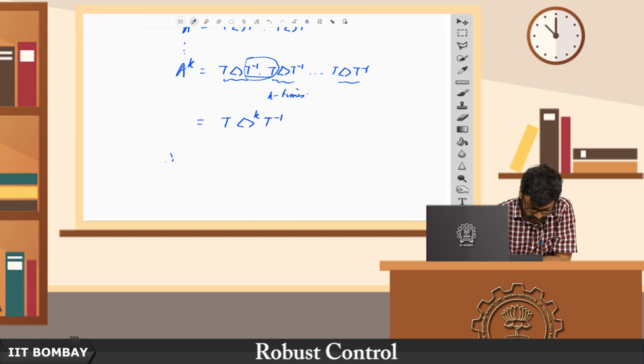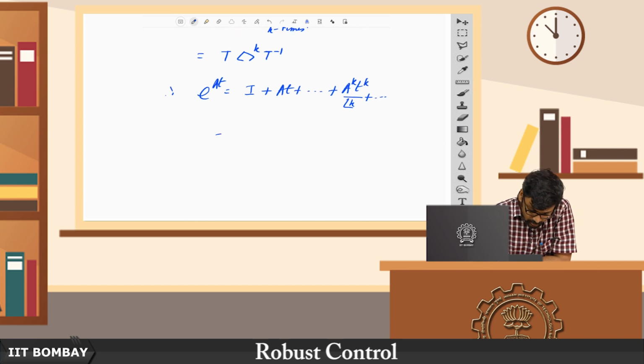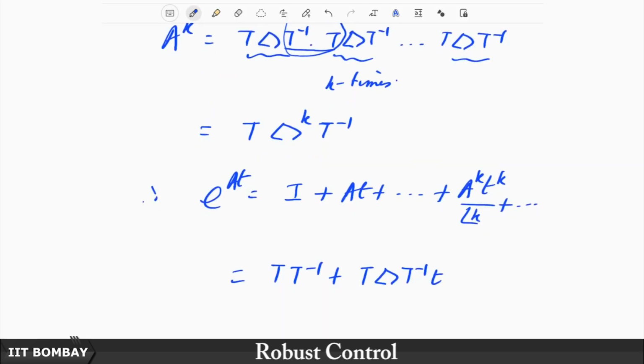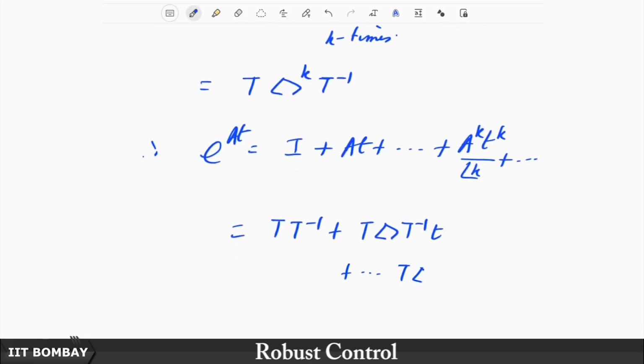Therefore, e to the A t is equal to I plus A t plus and so on, plus A to the power k t to the power k by factorial k, plus and so on. This turns out to be T I T inverse, that is identity, plus T lambda T inverse t, plus and so on, T lambda to the power k T inverse times t to the k over factorial k, that is the generic term.